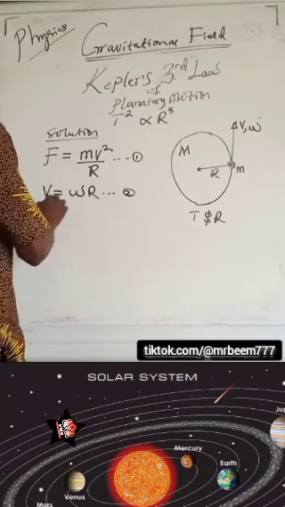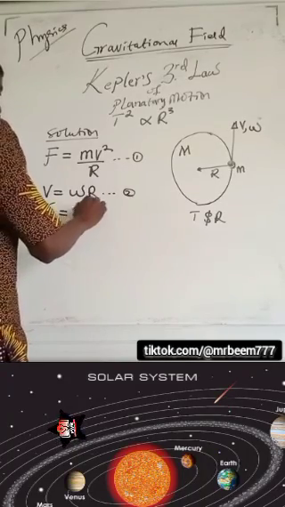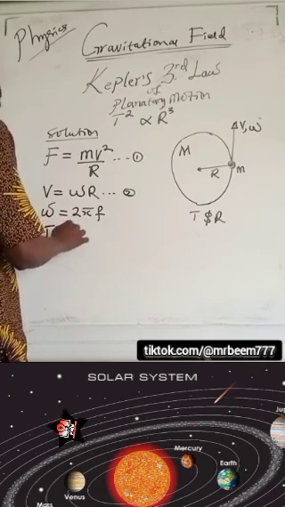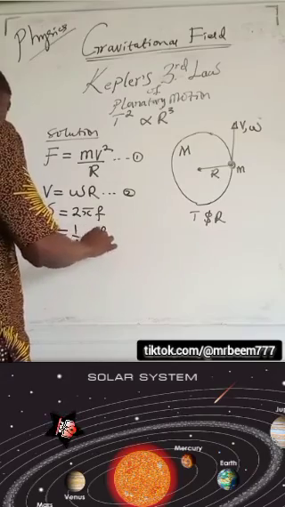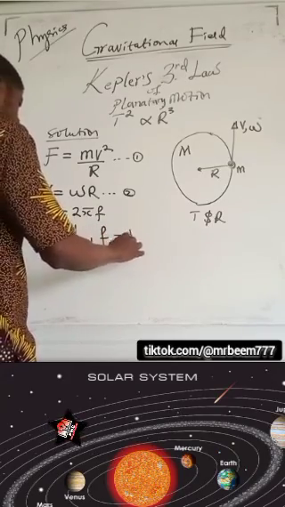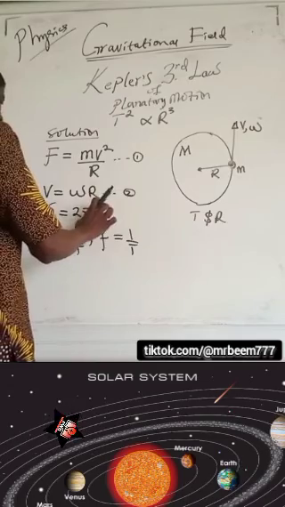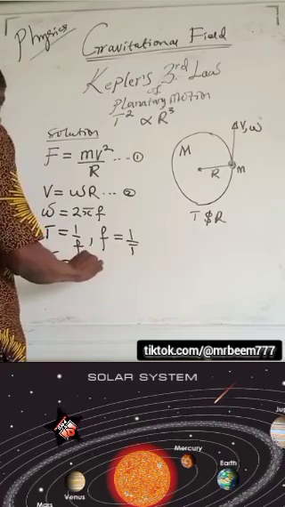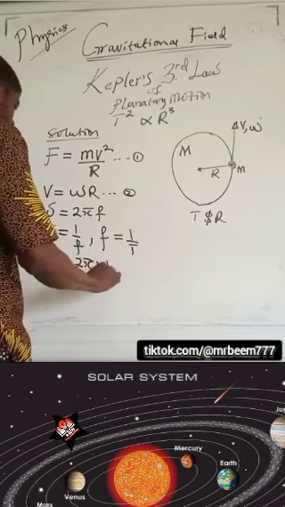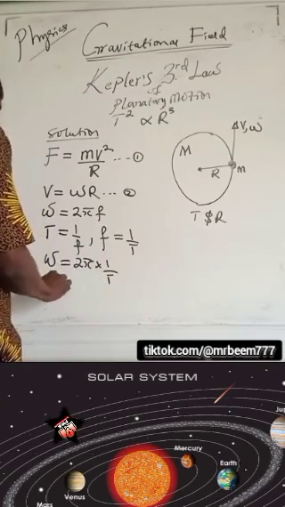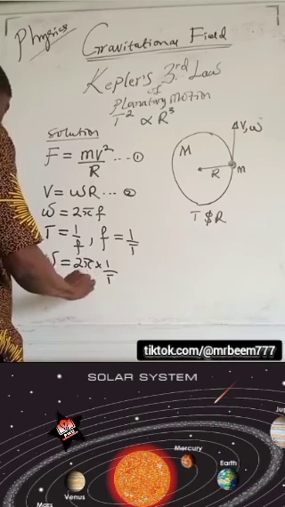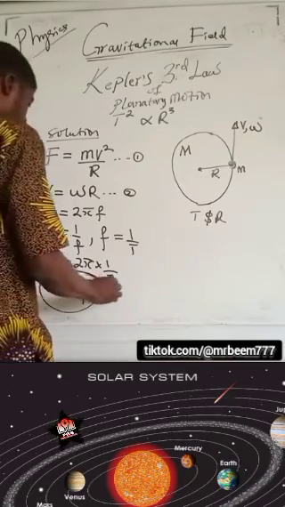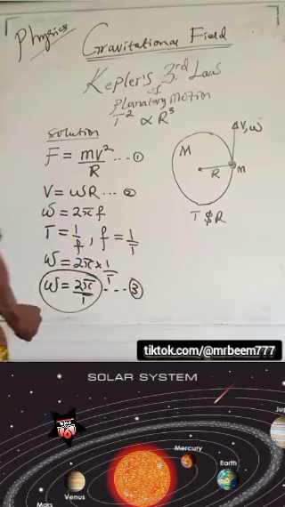Recall that your omega is given as 2 pi f. And that T is equal to 1 over f, and f is equal to 1 over T. So this particular omega can be written as omega is equal to 2 pi times 1 all over T. Meaning your omega is equal to 2 pi over T. So we can call this equation number 3.